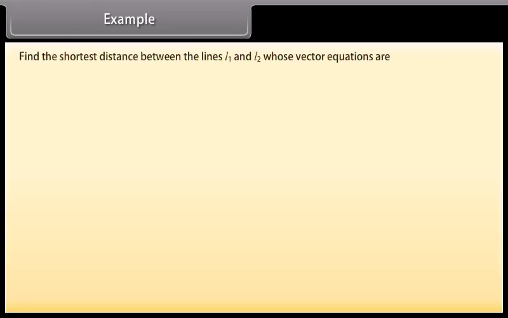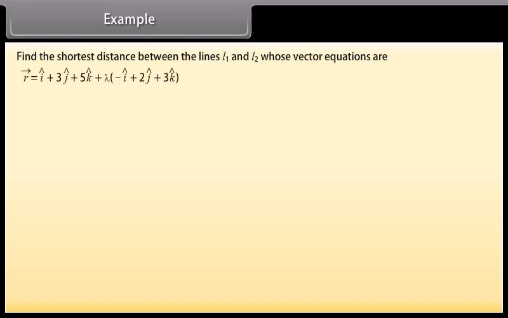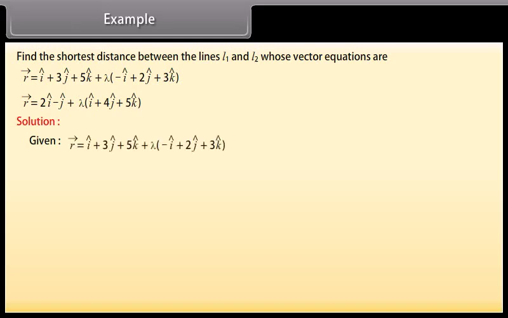Example. Find the shortest distance between the lines L1 and L2 whose vector equations are vector r = î + 3ĵ + 5k̂ + λ(−î + 2ĵ + 3k̂), and vector r = 2î − ĵ + μ(î + 4ĵ + 5k̂). Solution. Given vector r = î + 3ĵ + 5k̂ + λ(−î + 2ĵ + 3k̂), and vector r = 2î − ĵ + μ(î + 4ĵ + 5k̂).